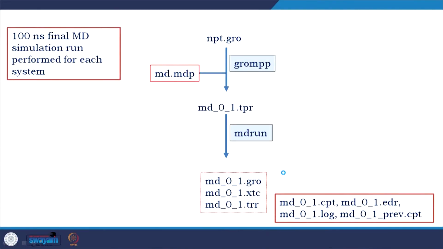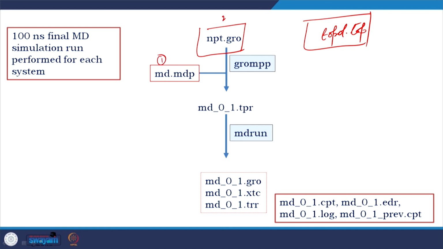Now, we are at the final stage. We have this npt.gro file, again with the updated topol.top. So, npt.gro, topol.top and md.mdp, these three with grompp make md_0_1.tpr, and when we do mdrun, we get a .gro file, .trr file, .cpt file, .edr file, .log file.